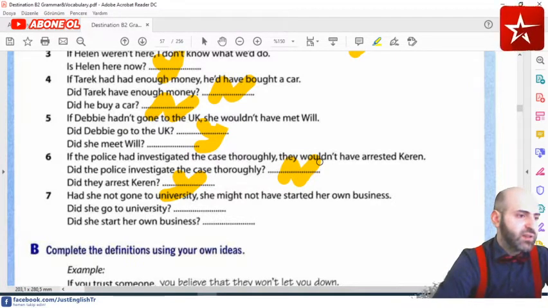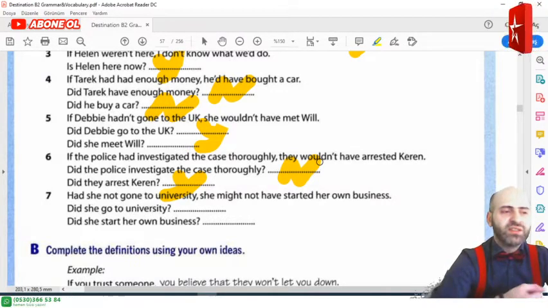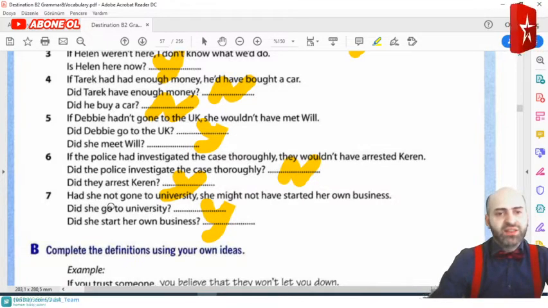And there is Mustafa's question about whether this one is a reversed conditional, and we have not learned it because it is a little bit more difficult. Usually we teach it on higher levels. This sentence, guys, has the same meaning as if she had not gone. You can say it with had she not gone. It has the same meaning.